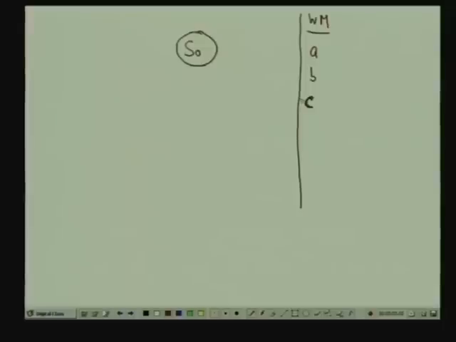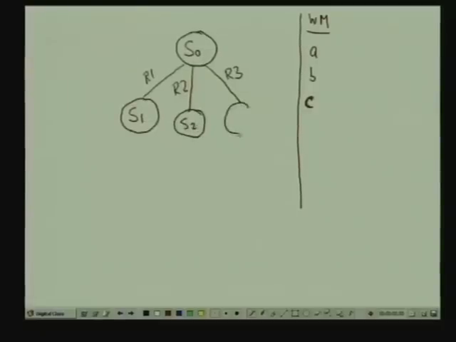Now, given this state S0 where A, B and C are known, I may have a possibility of different rules to be fired, R1, R2, R3, and firing each of these rules will lead me to different states S1, S2, S3, because each of these rules will derive new inferences. Might be P will be known to be true if I fired this.